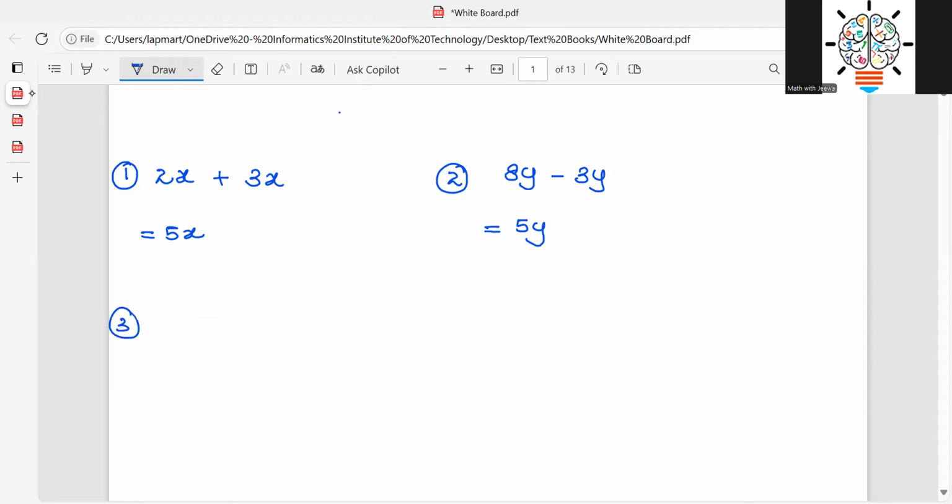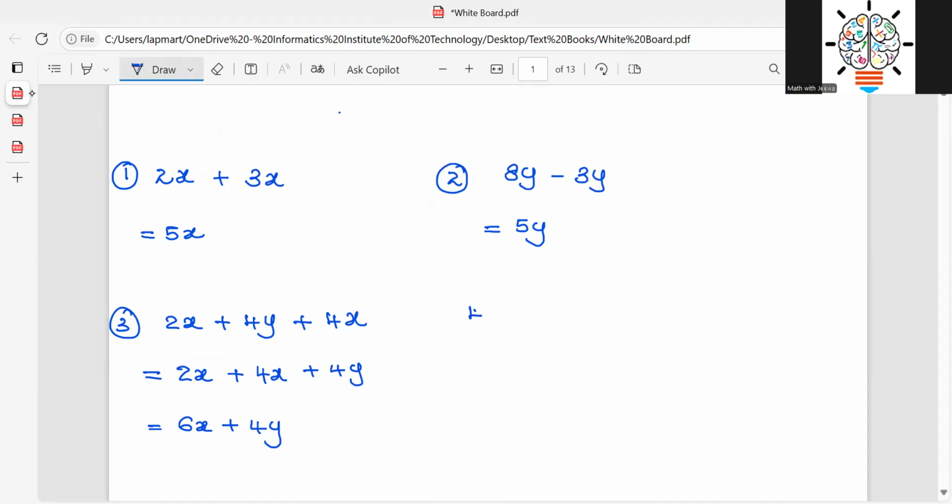Let's say you have another example, 2x plus 4y plus 4x. So what are you going to do here? You just take 2x and 4x closer because they are from the same family. They prefer to stay together. So then my answer is 6x plus 4y. I can't add them together because x and y are not like terms. So then I have to conclude my answer like this, 6x plus 4y.